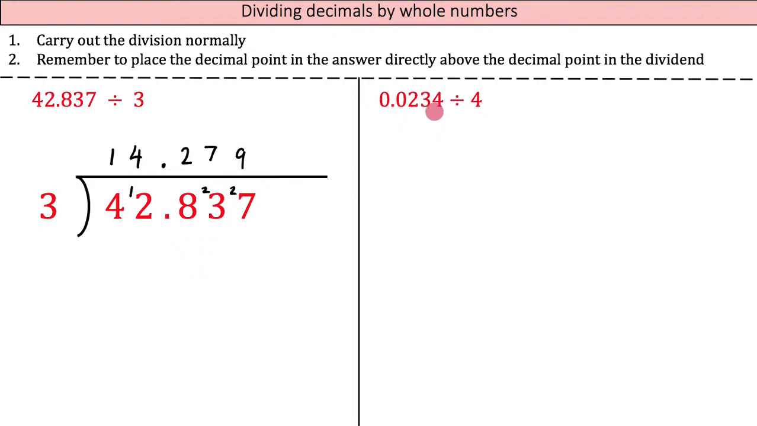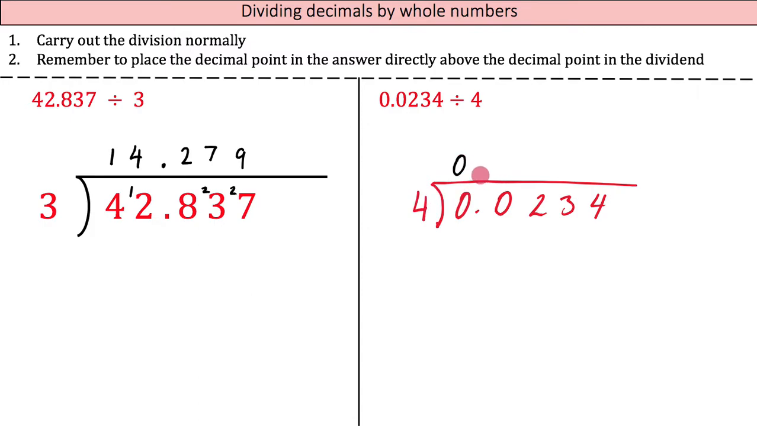Can you now give this question a go for me? Set it up nicely and see how you go. So pause the video and give it a go. All right, so how did you go with this? So let's first begin by setting it up. I'm going to get 4, and I might even do this in red just to keep some nice colors going. So we're going to get 4, and then we'll get 0.0234.